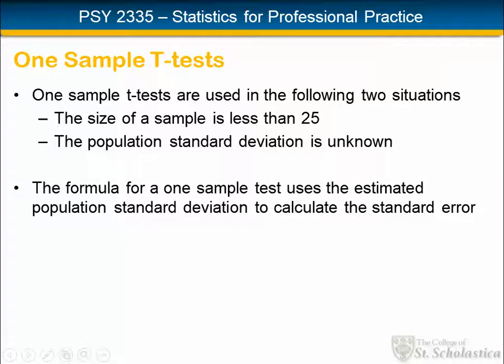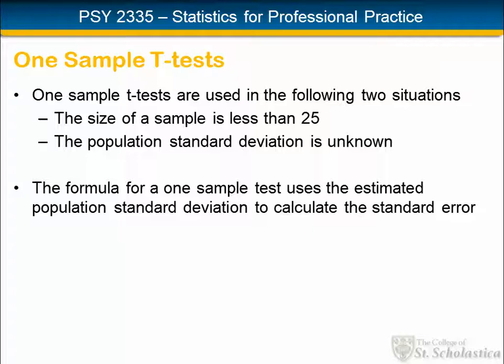The one-sample t-tests are very much like the z-test that we already looked at. We need a t-test if we're in one of two situations. If our sample size is small, which is usually defined as being less than 25 or sometimes 30, or if we don't know the population standard deviation. And that's the usual situation. We might have a hypothetical mean to compare to, but we often don't know the standard deviation.